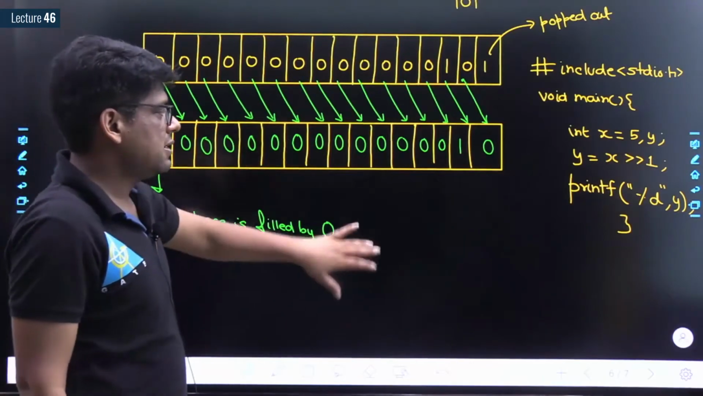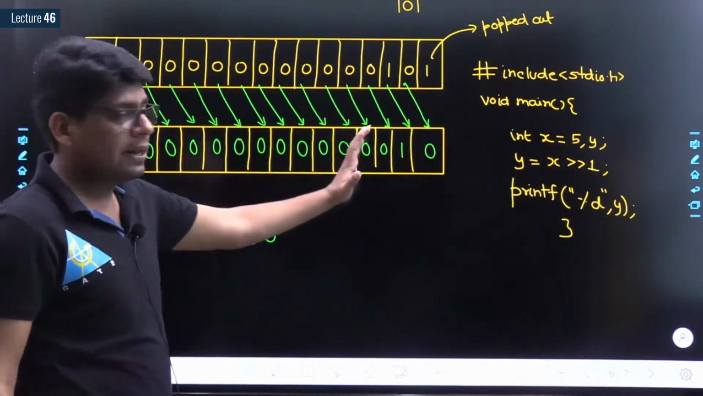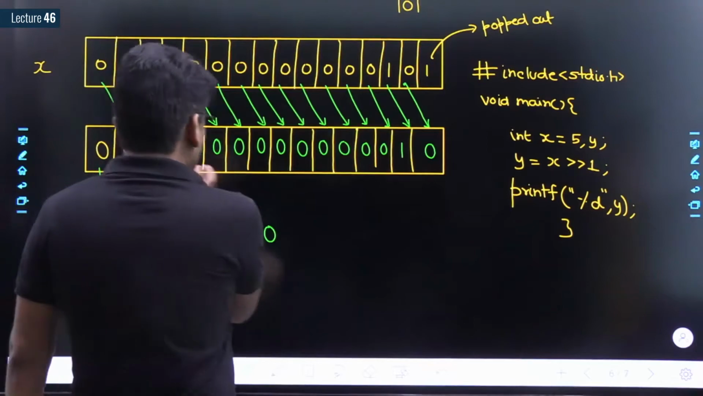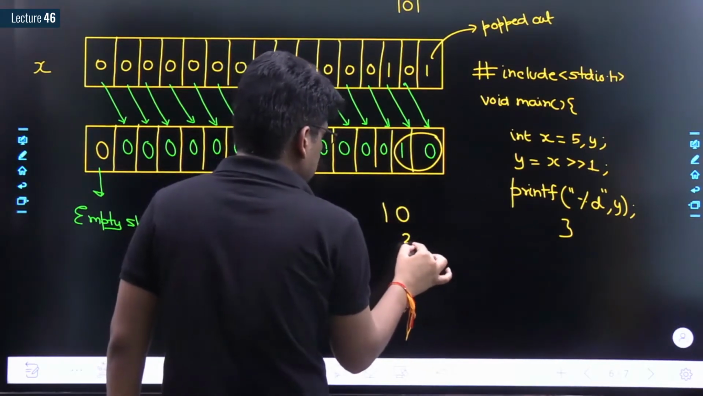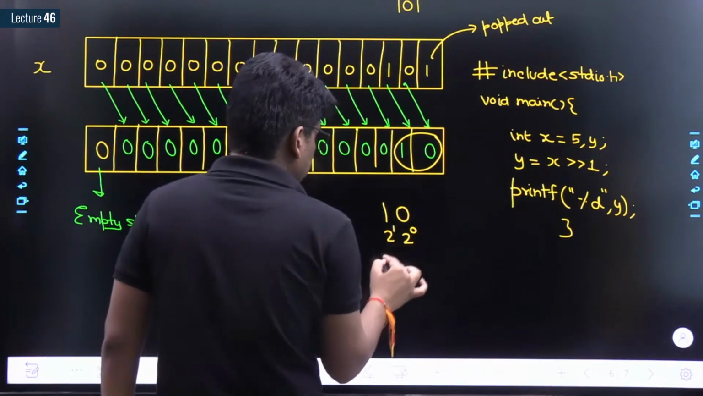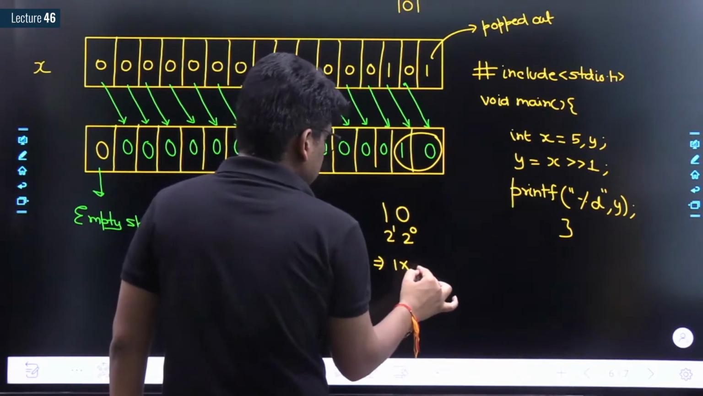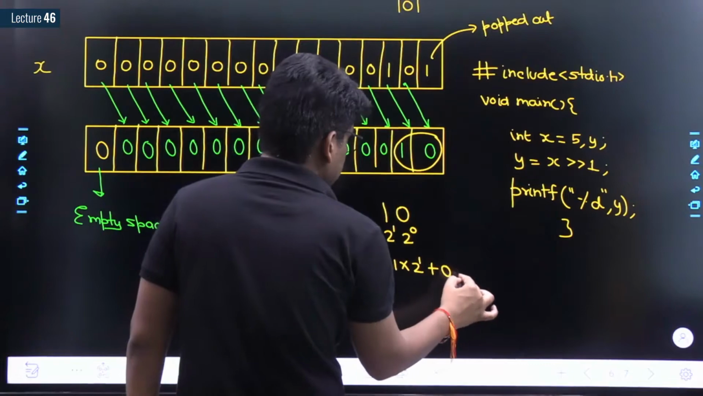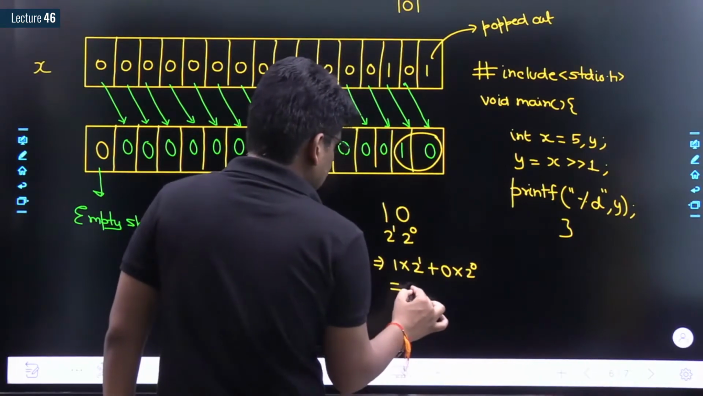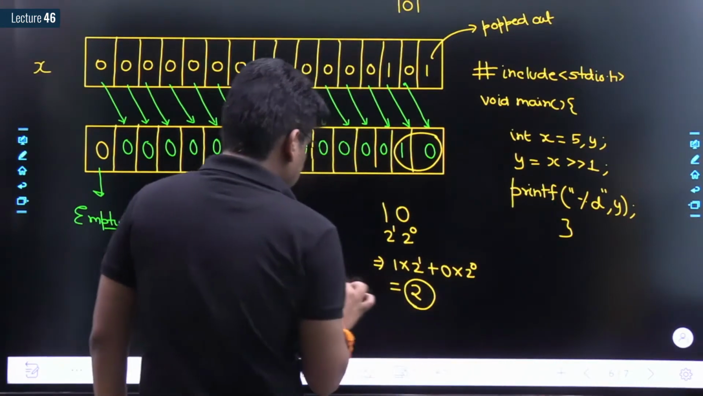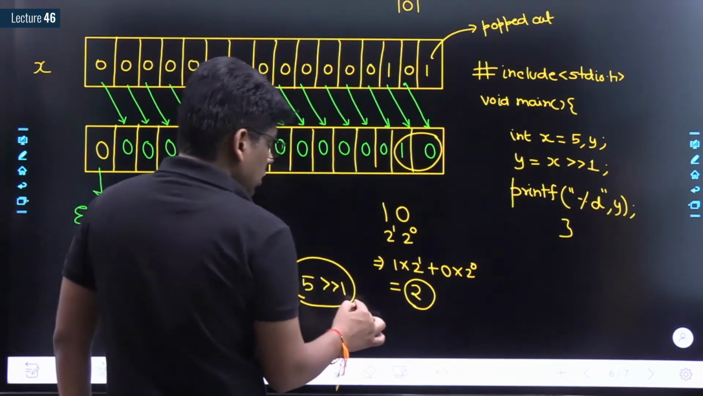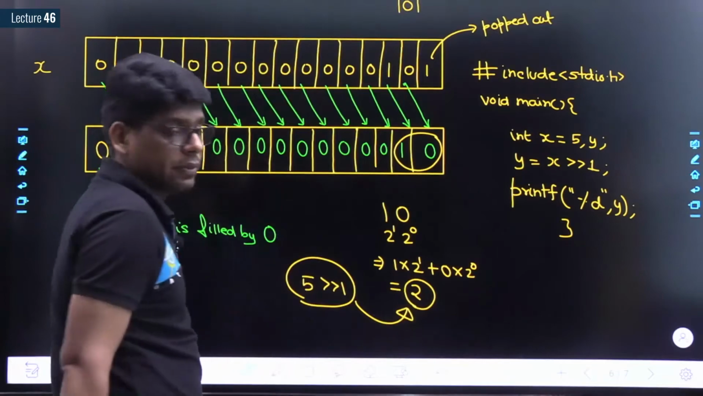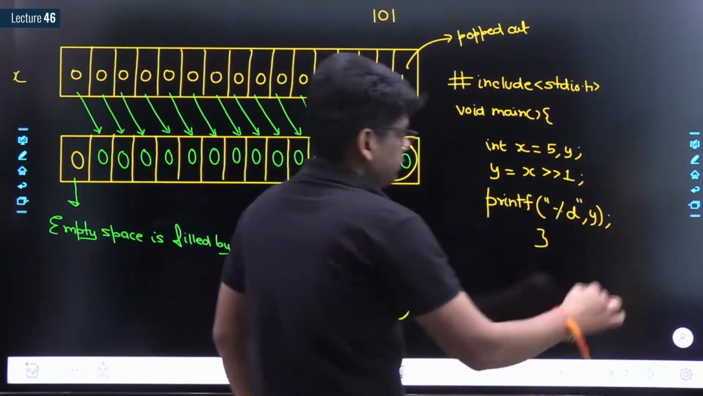So, what is the answer? Let's see. This is the binary. All these bits are 0. We need to focus on 1, 0. It is 2 to the power 0, 2 to the power 1. So the decimal equivalent is 1 into 2 to the power 1 plus 0 into 2 to the power 0. That means it is 2. So if I right shift 5 one time, we are getting 2. The output is 2.